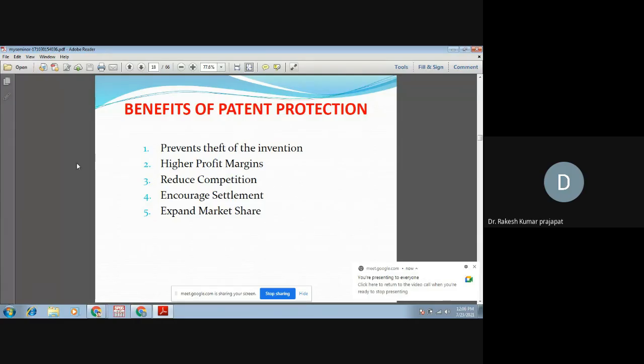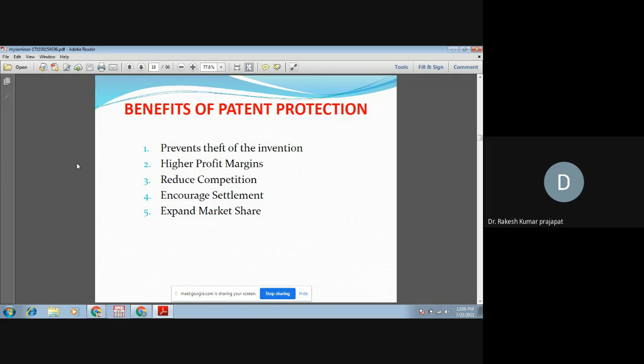Now, what are the benefits of patent protection? In the previous class, we saw intellectual property and patents. Now we will see the benefits of patent protection. What are the different benefits and advantages of using a patent as intellectual property?